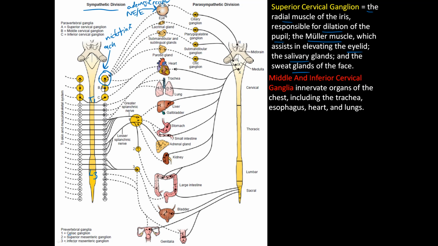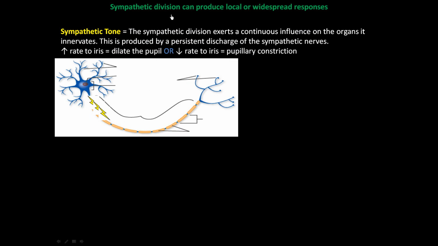But, oh yeah, the middle cervical ganglion and the inferior cervical ganglion innervate organs of the chest, including the trachea, esophagus, heart, and lungs. The sympathetic division can produce local or widespread responses. So the sympathetic tone, what does that mean? Well, the sympathetic division exerts a continuous influence on the organs it innervates, okay? And this is produced by a persistent, continuous discharge of those neurotransmitters through the sympathetic neurons on the affected organs.